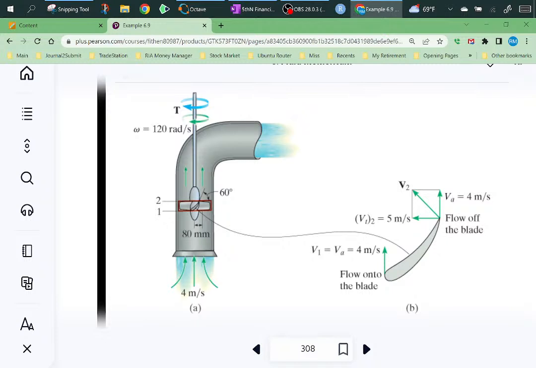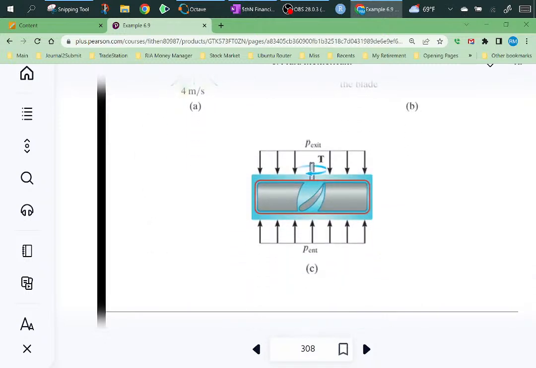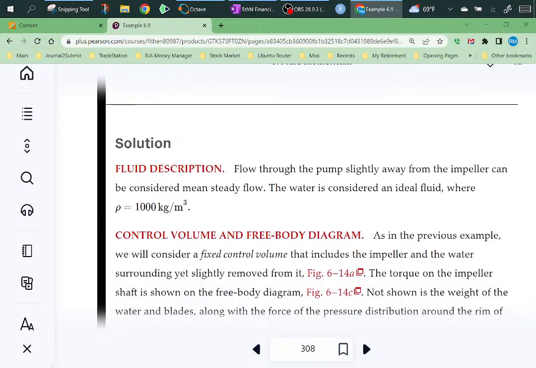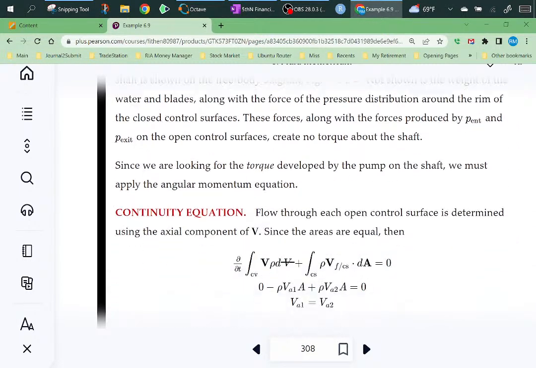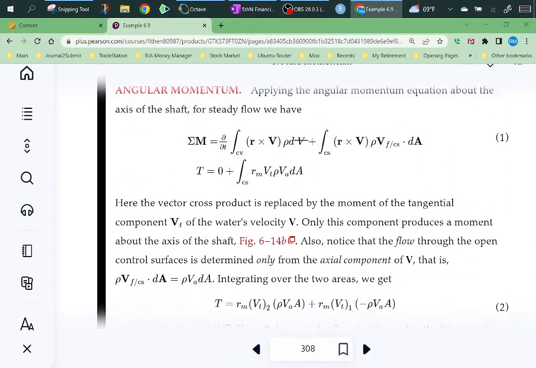So the axial pump, he zooms in on the blade there. And he says the flow into the blade is that, and the flow off the blade is like that. Then he does P exit, P entrance. Okay, so that's fine, but that's still not the one.